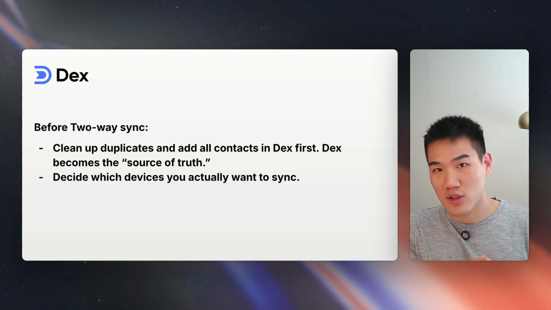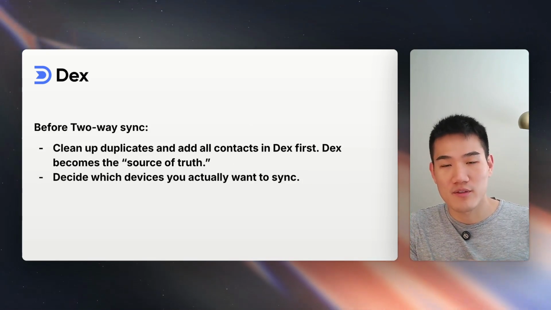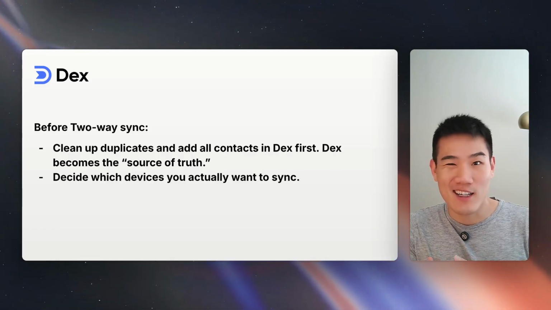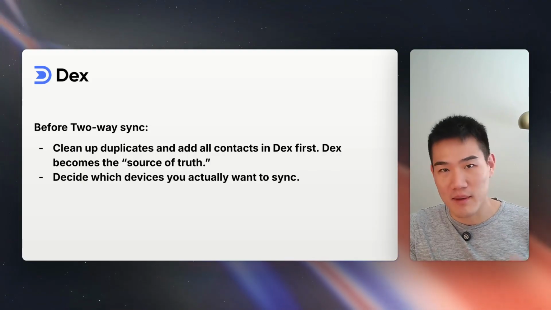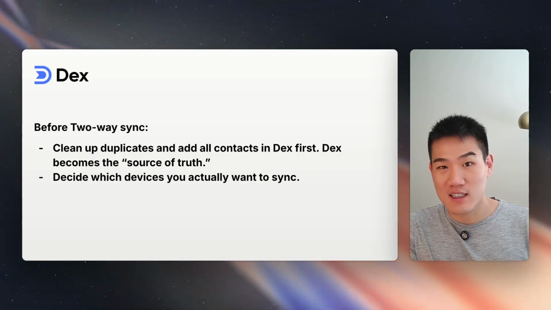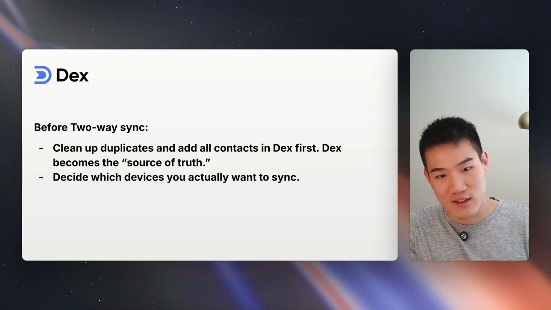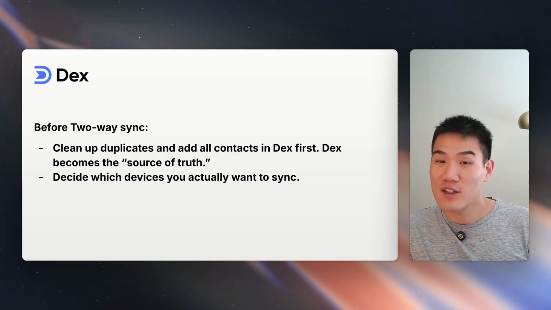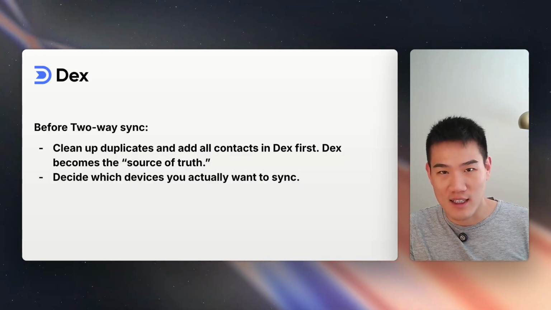Before you actually start two-way contact sync, you'll want to do a couple of things. First, you want to clean up your duplicates in Dex if you have any, and you'll want to add all the contacts in Dex first. So that means connecting your LinkedIn account or Instagram account or iMessage account so that Dex becomes a source of truth for your contacts. And once Dex is cleaned up and consolidated, then you can actually decide which devices you want to sync into Dex.